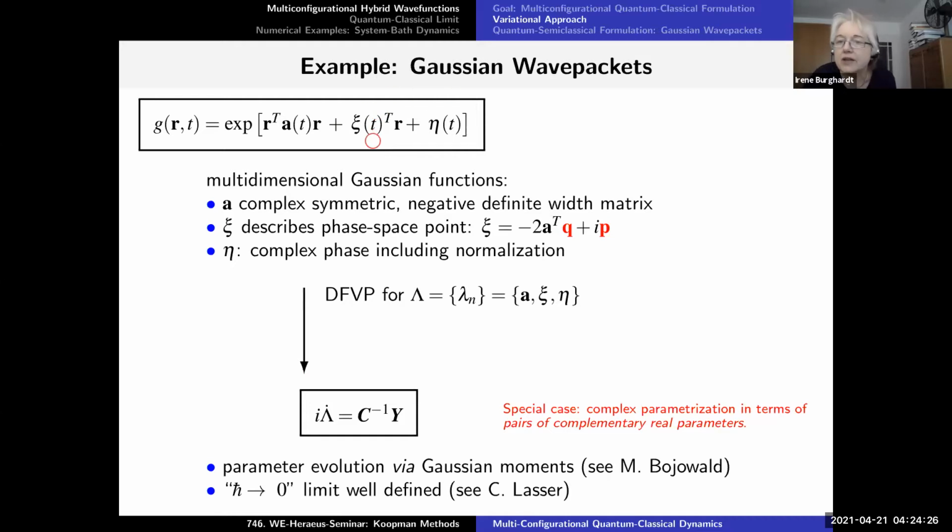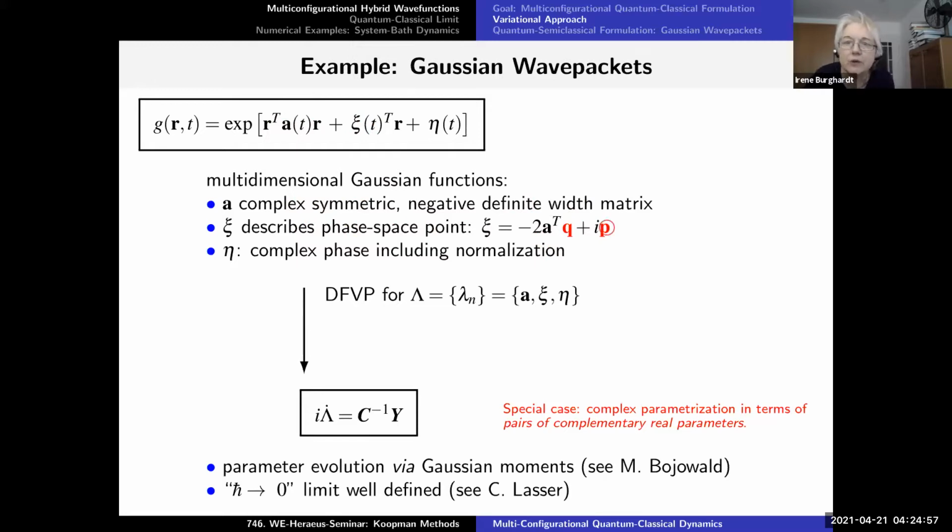One example is Gaussian wave packets. This is the general form for a Gaussian wave packet, actually including the case where we have a time-evolving width of the wave packet. And so here we have this A matrix, the width matrix, which is complex symmetric. We have this psi vector, which describes a phase space point. The real part is the Q variable, the average coordinate, and P is the momentum variable.